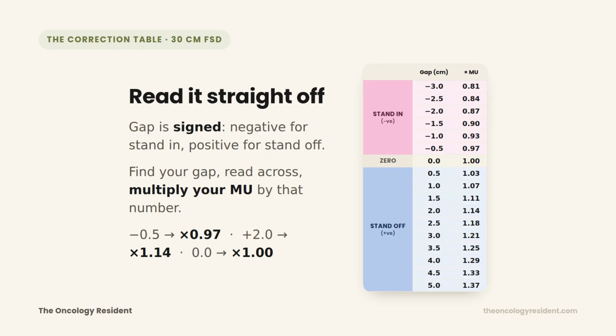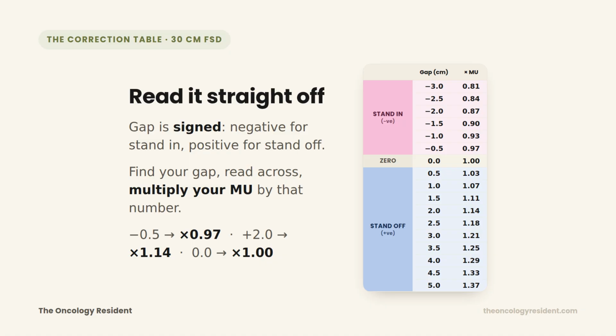In practice, you'll use a table like this, the standard correction for a 30 centimeter FSD. The size of the gap is signed. Negative for stand-in, positive for standoff. You find your gap, read across, and that's the number you multiply your monitor units by. So a half centimeter stand-in is times 0.97. A 2 centimeter standoff is times 1.14. And a zero gap, surface right at the applicator end, is times 1.